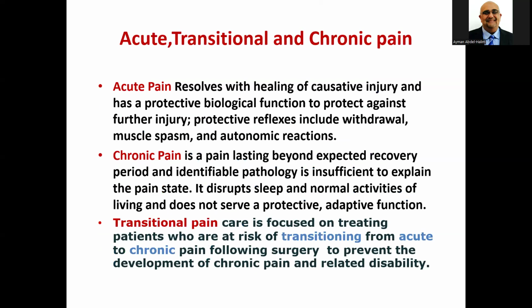Other definitions you need to understand here are acute, chronic, and transitional pain. Acute pain resolves with healing of the causative agent and has a protective biological function to protect against further injury. Protective reflexes include withdrawal, muscle spasm, and autonomic reactions. Chronic pain is pain lasting beyond the expected recovery period, and identifiable pathology is insufficient to explain the pain state. It disrupts sleep and normal activities of living and doesn't serve a protective and adaptive function like acute pain.